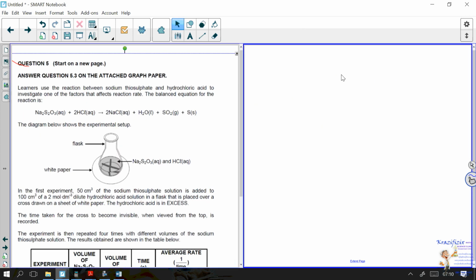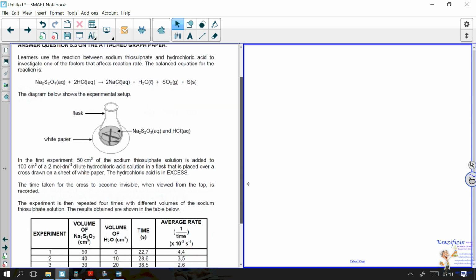Okay, let's quickly finish question 5 in this session. Let us use the reaction between sodium thiosulfate and hydrochloric acid to investigate one of the factors that affect reaction rate. The balanced reaction is given below. All right, here we have the diagram. In the first experiment, 50 cm³ of sodium thiosulfate solution is added to 100 cm³ of a 2 mol/dm³ dilute hydrochloric acid in a flask that is placed over a cross drawn on a sheet of white paper. The hydrochloric acid is in excess.